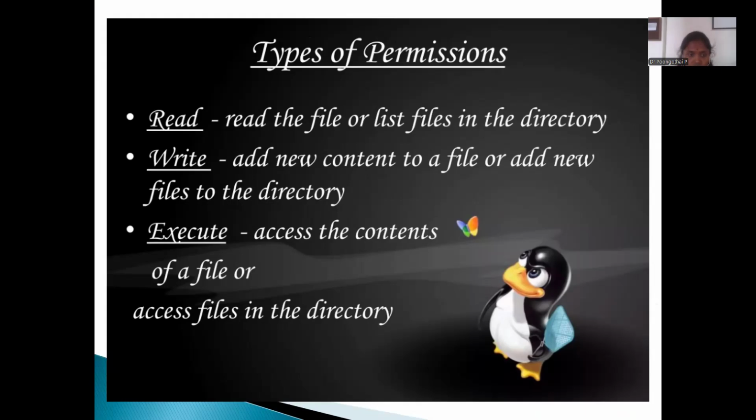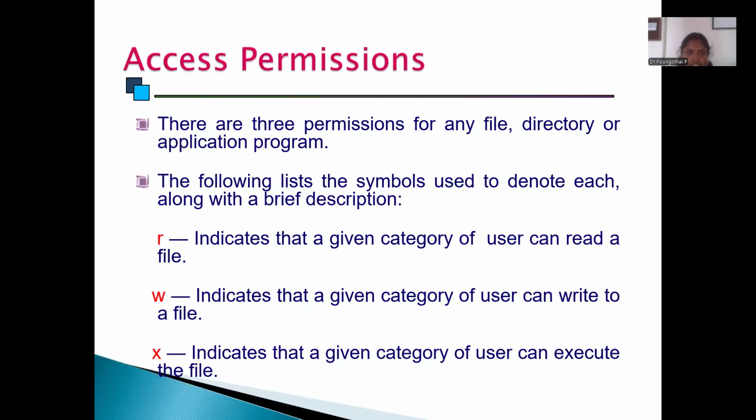And types of permissions. What are the permissions we have in Unix? Read, write, and execute. Read means read the file or list files in the directory. Write means add new content to your file or add new files to the directory. Execute means access the contents of a file or access files in the directory. So how can we get the permission to access?